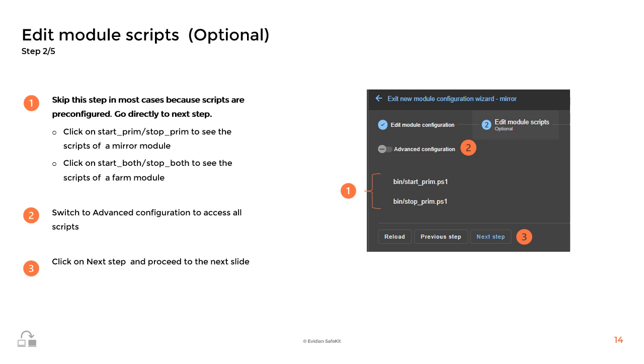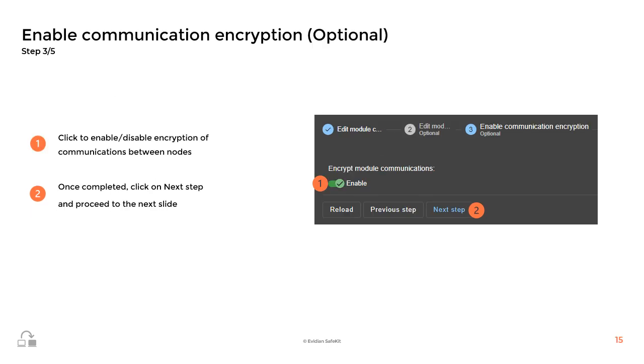At the top of the window, there is a toggle switch named Advanced Configuration. If you toggle this switch, you will be able to access all scripts of the module. Let's move on to the encryption step. It is preferable to keep the encryption of module communications enabled, such as heartbeats and replication, to ensure secure communication between nodes. Click on Next Step at the bottom of the window to continue the configuration.